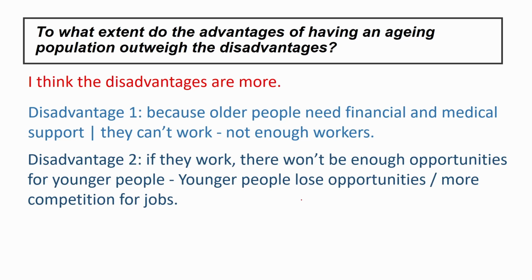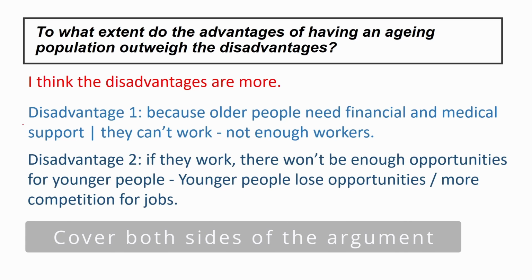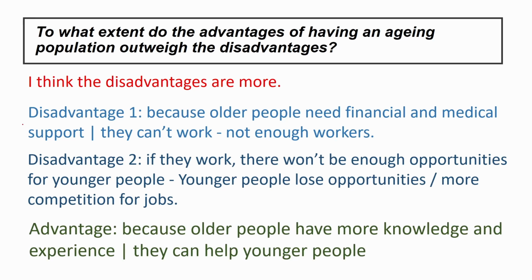So I mentioned two disadvantages, right? But again, to get a better score, you should talk about both sides. I mean, both advantages and disadvantages, and take a clear side. Therefore, I add one advantage. So the advantage is older people have more knowledge and experience, and the result of that is they can help younger people. So in this way, both sides of the argument are presented, and then I need to provide support and explanation for both sides.